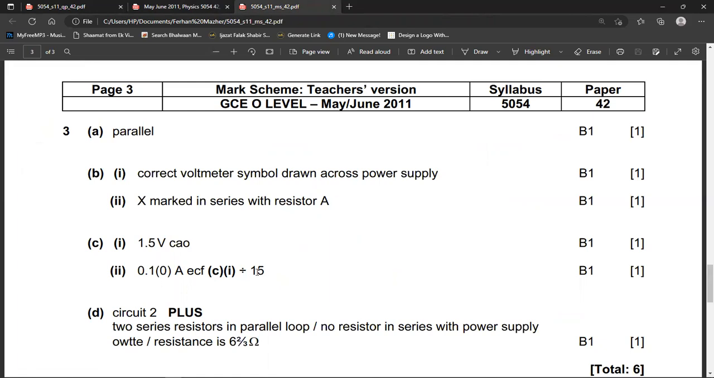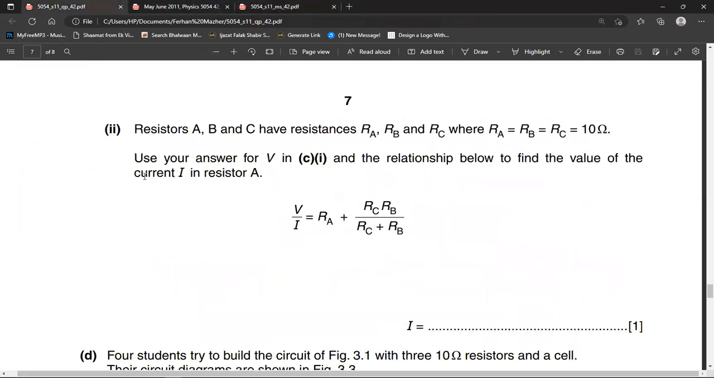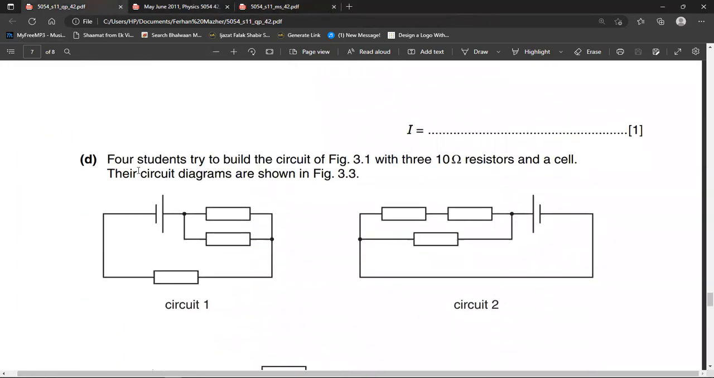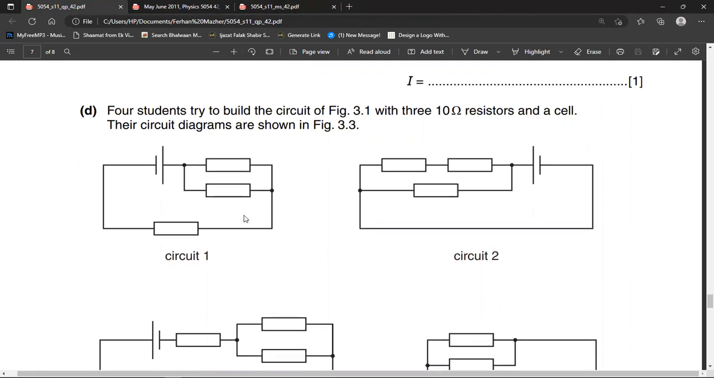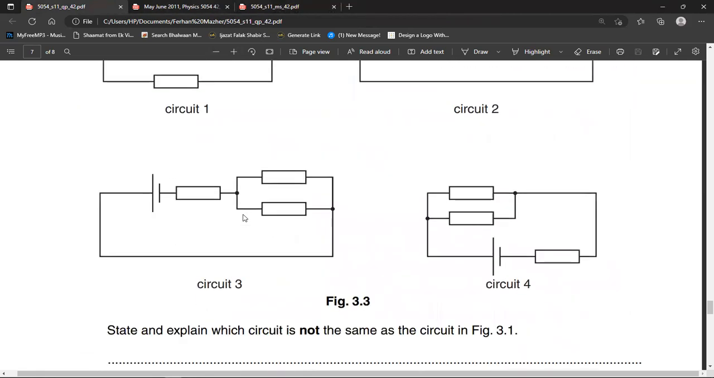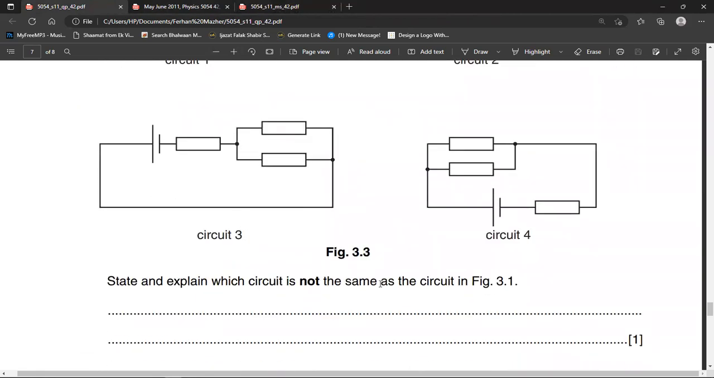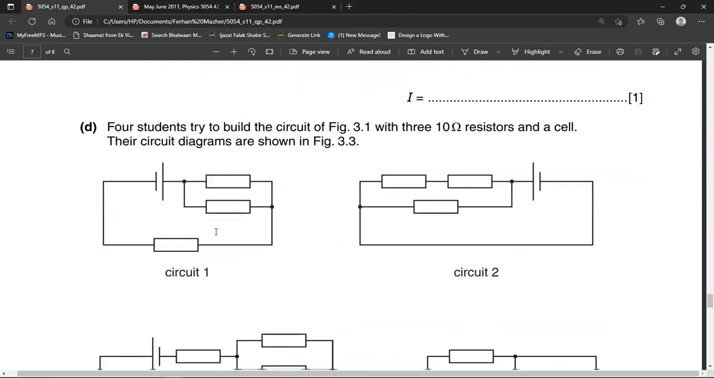0.1 ampere. So our answer is right. Then they say 4 students try to build the circuit on the figure 3.1 with 3 resistors, 10 ohm resistors, and a cell. Their circuit diagrams are shown in figure 3.1. State and explain which circuit is not the same as the circuits in figure 3.1. Okay, so which one is not the same?